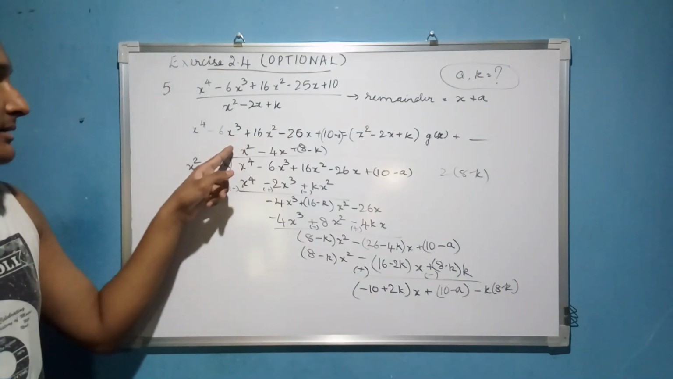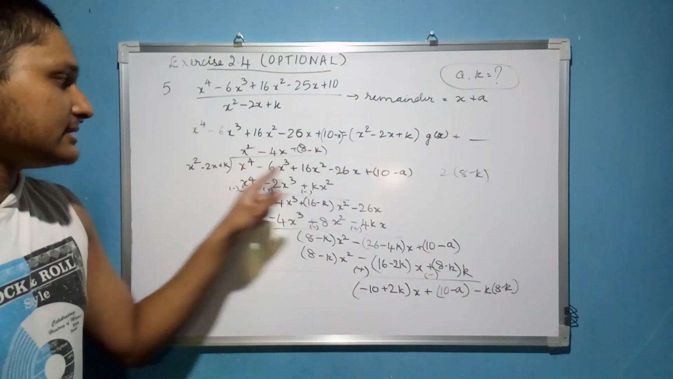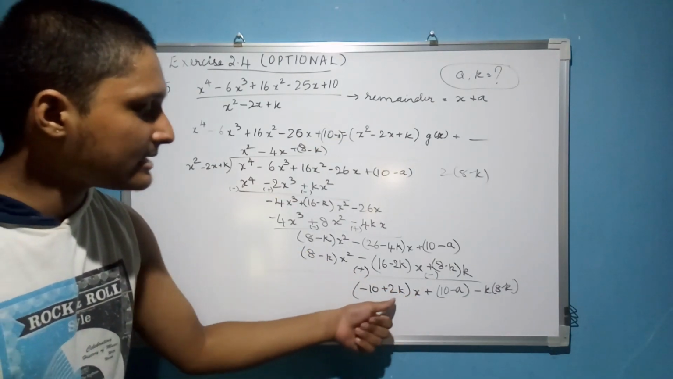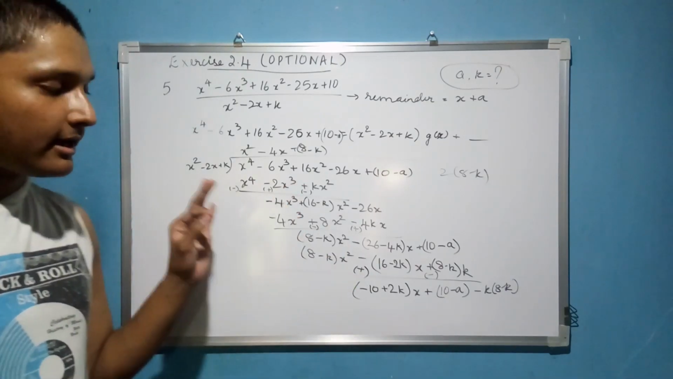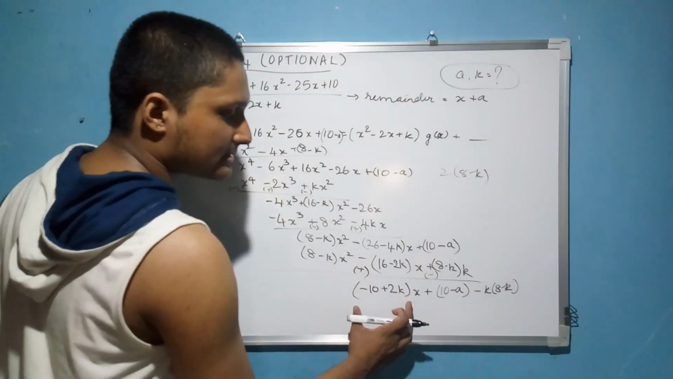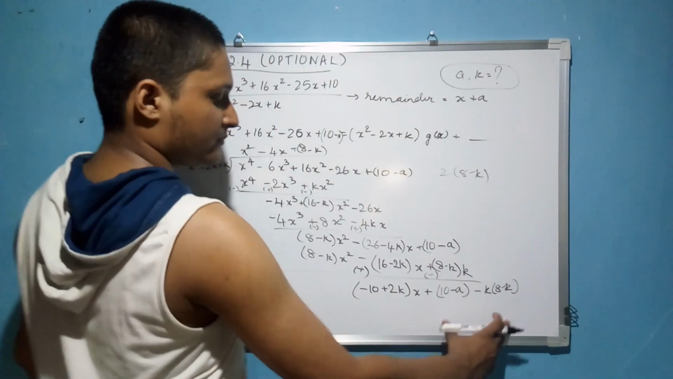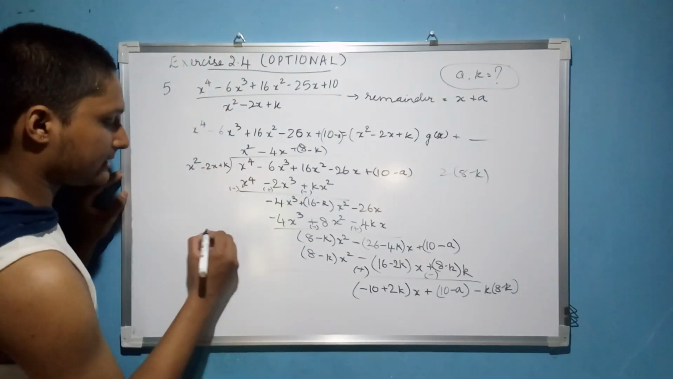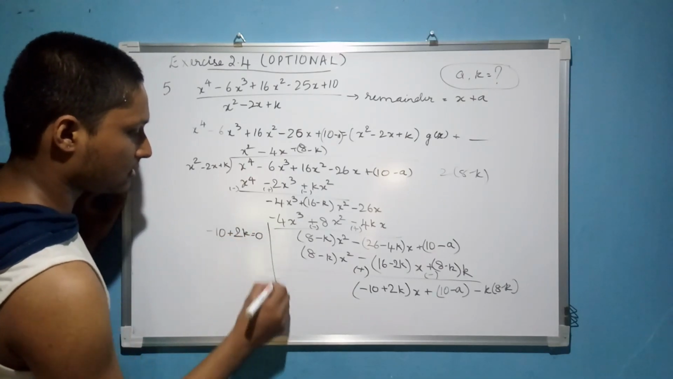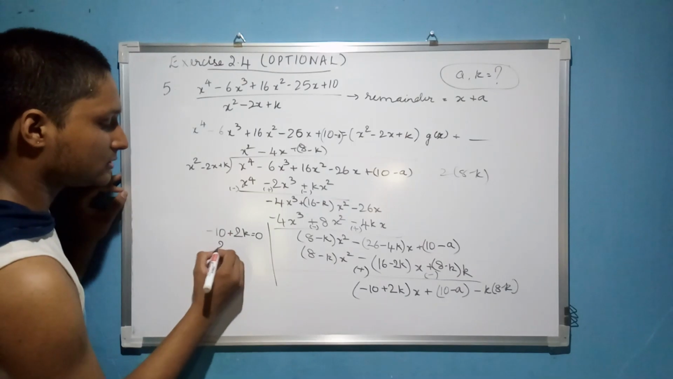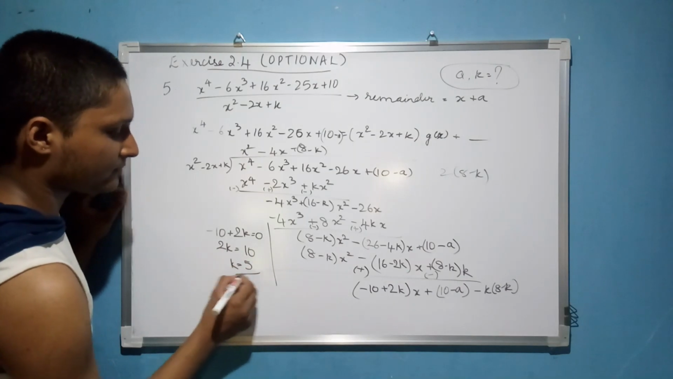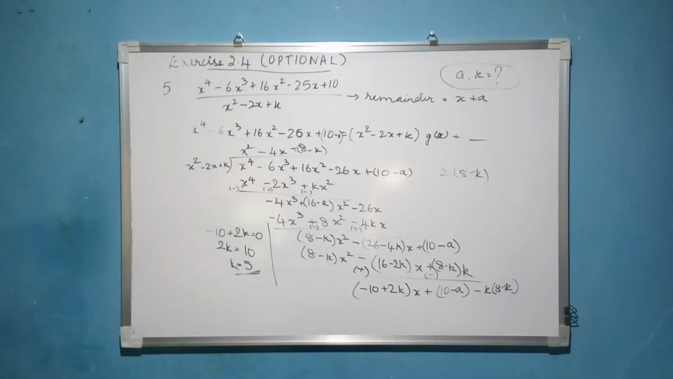Here we concluded that this polynomial is divisible by this polynomial, but we didn't get a 0 here. Since it has unknown terms, this has to be 0 somehow. That means the coefficient of x and the constant term have to be 0. The coefficient of x, minus 10 plus 2k, should be equal to 0, so 2k is equal to 10, and k is equal to 5.